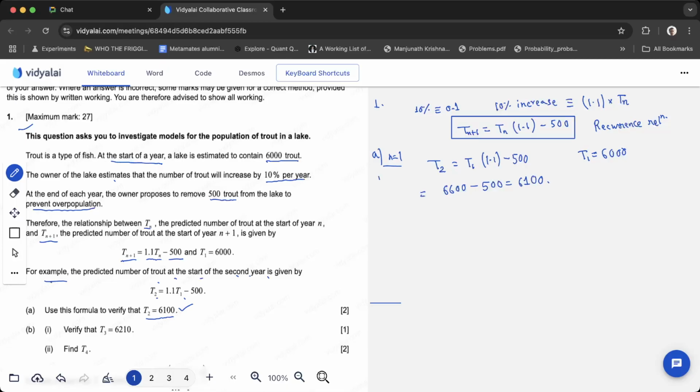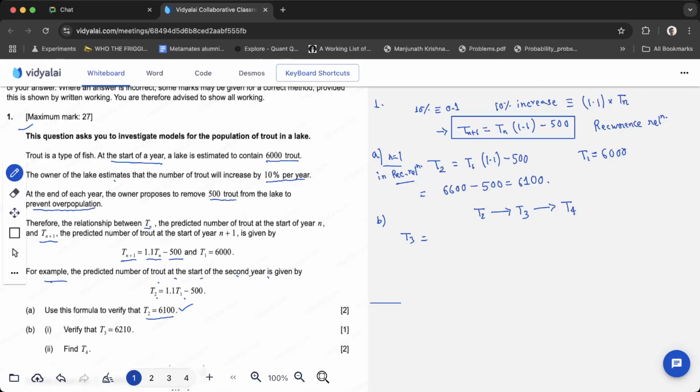Putting n = 1 in the recurrence relation, you can get the answer. The next two parts ask to find T3 and T4, the populations of the third year and the fourth year. T3 we can find in terms of T2 using this recurrence relation. Once we find T3, it will in turn tell us T4 using this same recurrence relation. It's pretty easy.